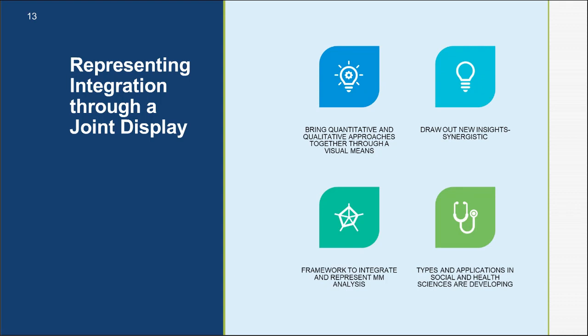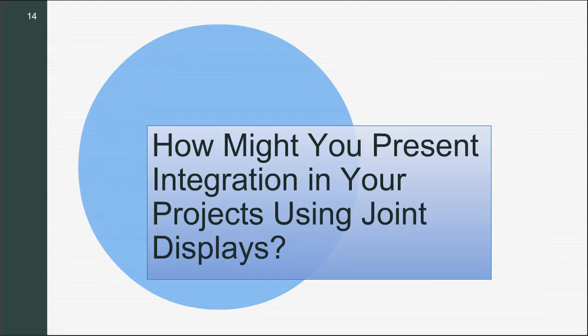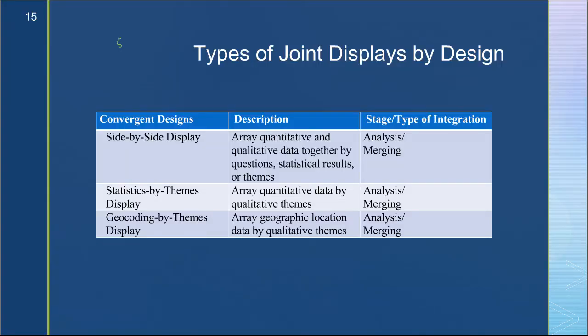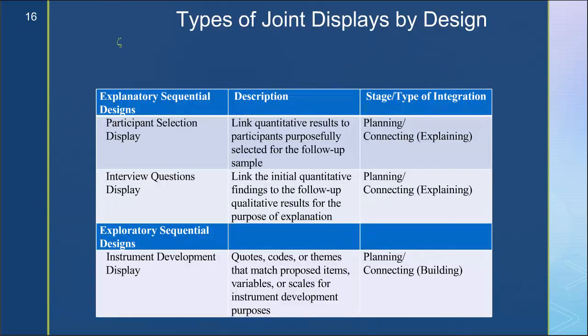As I've said, bringing results together through visual means, drawing out new insights, giving us a framework, and we see these continuing to develop. So how might you present integration in your research projects using joint displays? In this table right here, I won't walk through this in a lot of detail, but I want to instead show you examples of these types of joint displays, breaking them down by types of mixed methods designs we're using. So for a convergent design, I'll talk briefly about side-by-side displays, statistics by themes, geocoding joint displays.